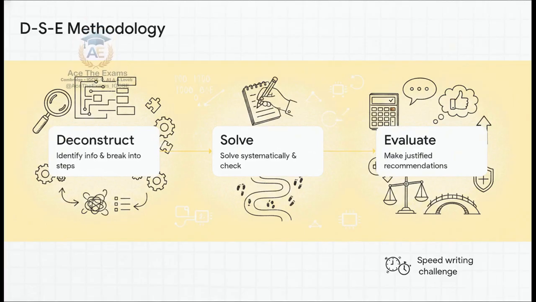Let's kick off an interactive workshop right now. Challenge 1, Data Scan. Imagine a complex computer science data table on your screen with a 60-second timer counting down. You need to extract the core trend. You deconstruct that data to find your point and evidence. Then you solve it by explaining the technical steps required. Finally, you evaluate by linking it to a justified recommendation based purely on IEEE ethics. That is how you compress complex, messy data into high-scoring paragraphs.